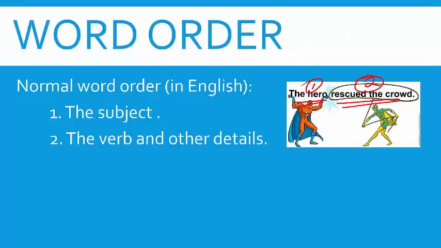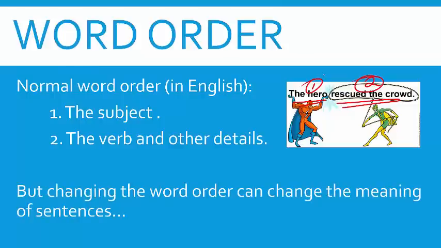We're going to move on to word order. In normal word order, in English anyways, you've got the subject, first and foremost, followed by the verb and other details. So in this same example, you can see that the hero is the first part, the subject, and then you've got rescued the crowd. That's the verb and other details. That's the regular word order in English. But if you change the word order, you can change the meaning of sentences.